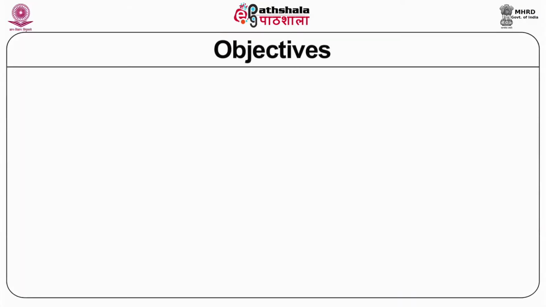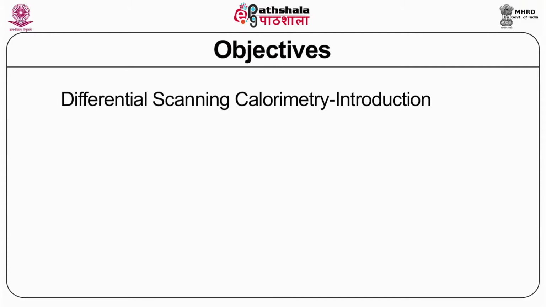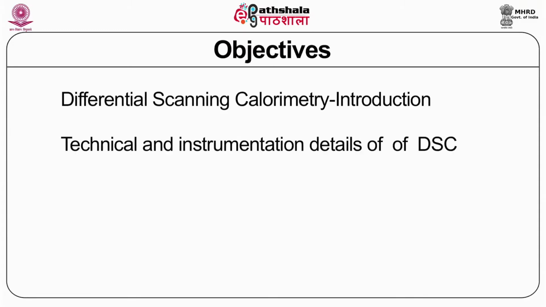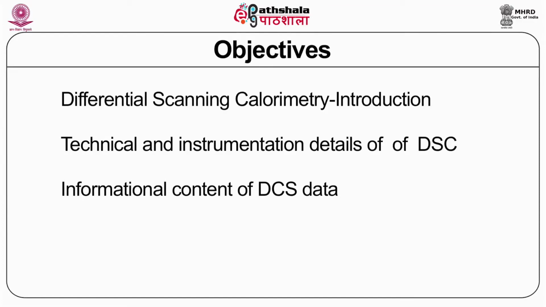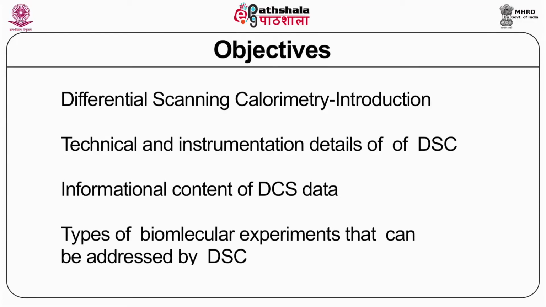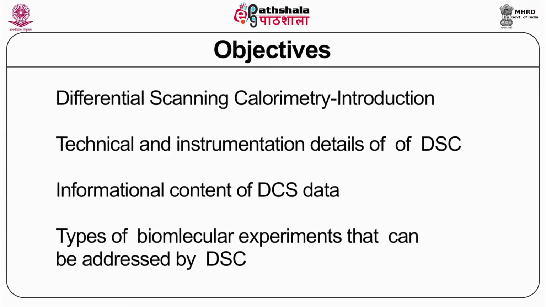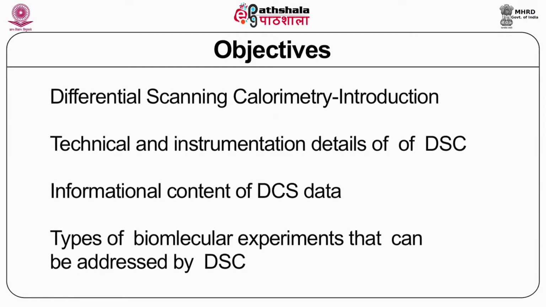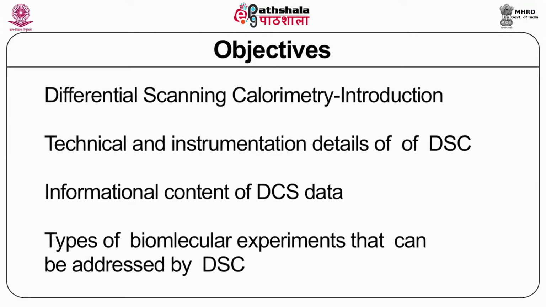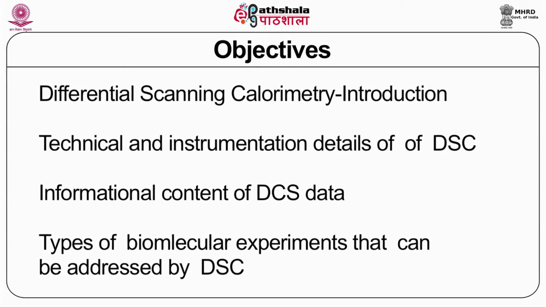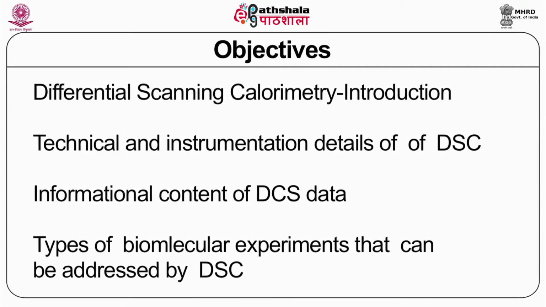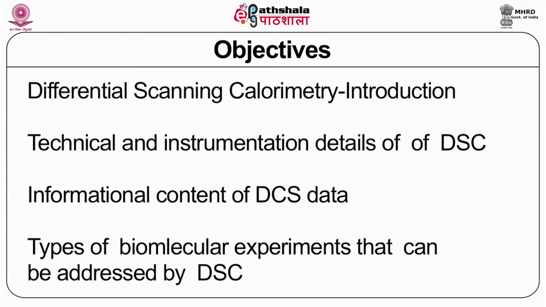So, the objectives are: differential scanning calorimetry introduction is given in the first part. Then, of course, technical and instrumentation details, information content, how to analyze the data you get from DSC, types of biomolecular experiments, and what are the things you can do using DSC.